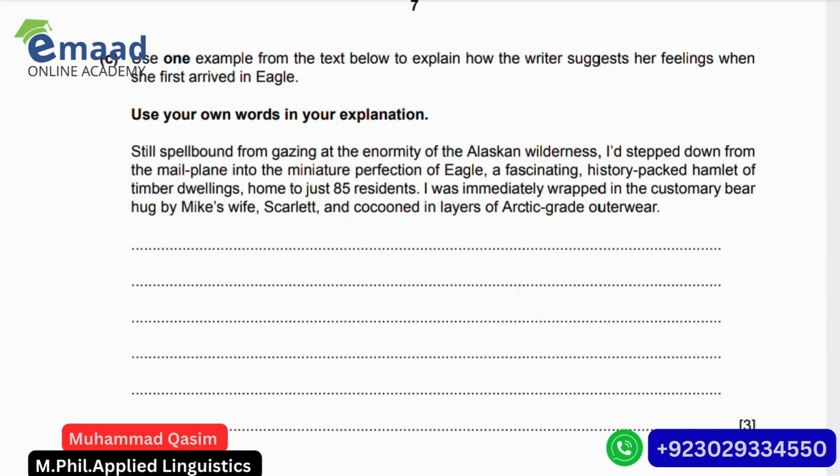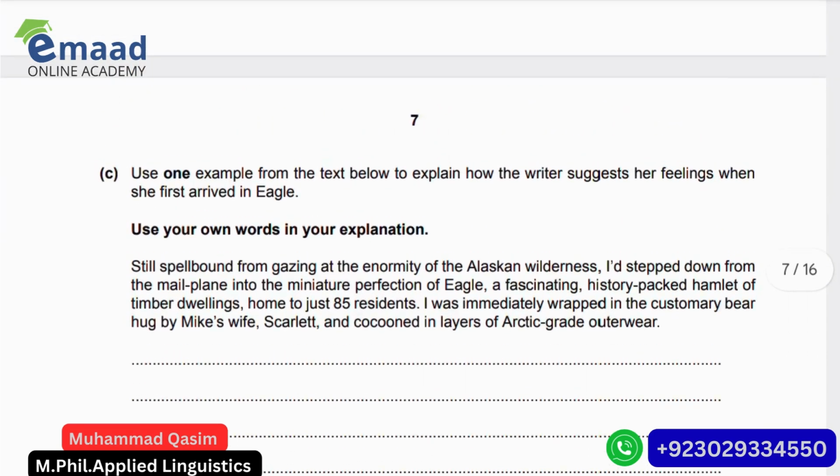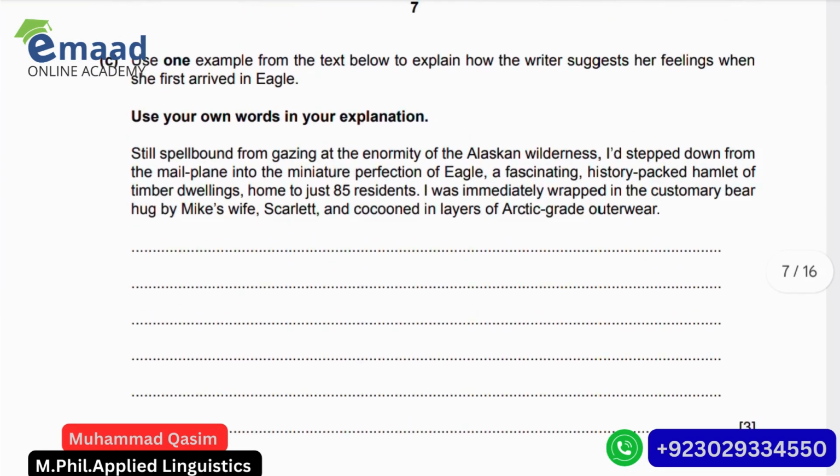So you must trace out the feelings of a character or of the writer if it is a first person narrative text. So you need to first understand in context the writer's feeling. For this, you need to read the text carefully and understand it. You can annotate the text while reading as well. While reading the text, you can also focus on the character's feelings at different stages of the text.